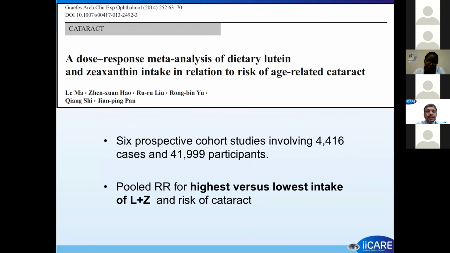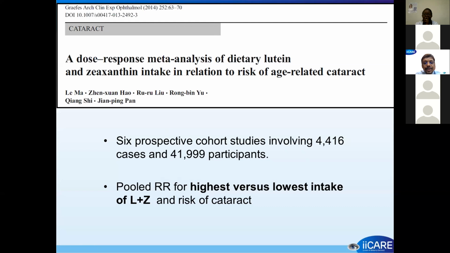Now, this is again a meta-analysis of studies of lutein and zeaxanthin intake in relation to age-related cataract. It included 6 studies involving more than 42,000 participants. They pooled the relative risk, or the probability, of the highest lutein intake versus the lowest lutein intake and how it affects the risk of cataract.